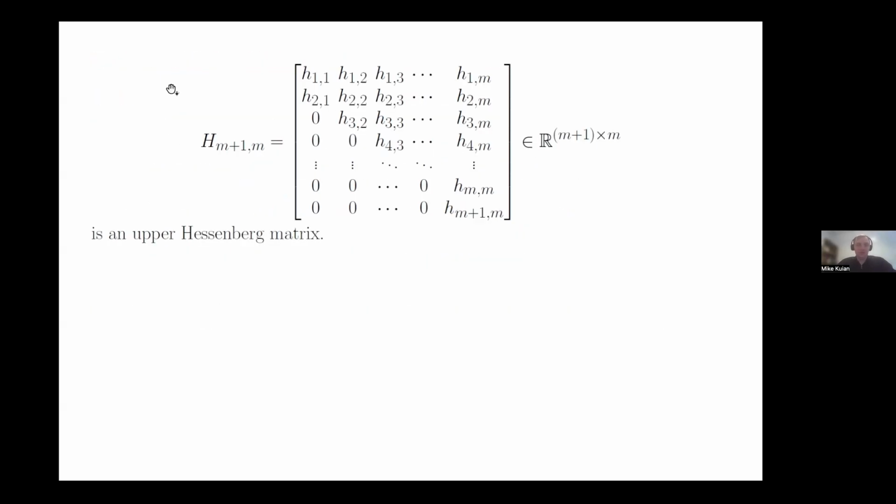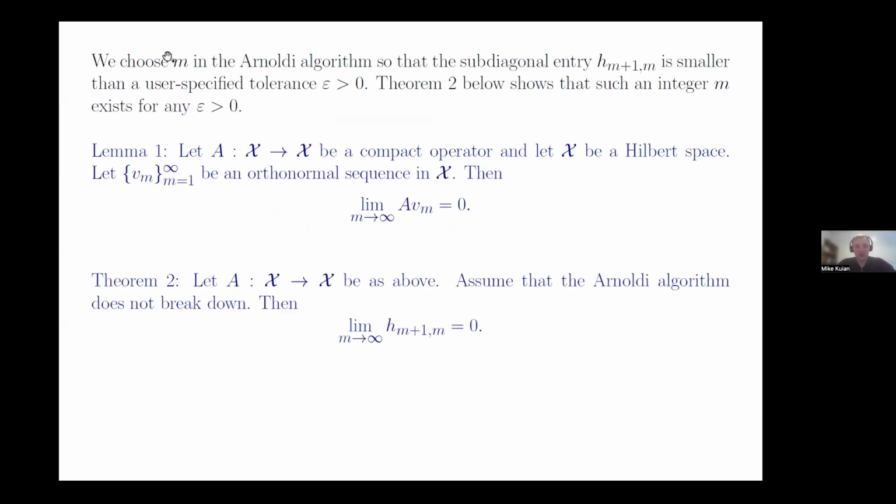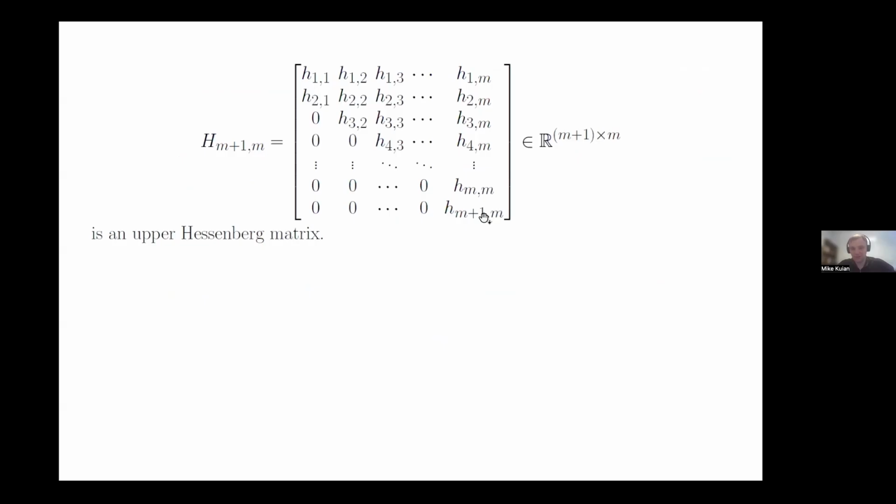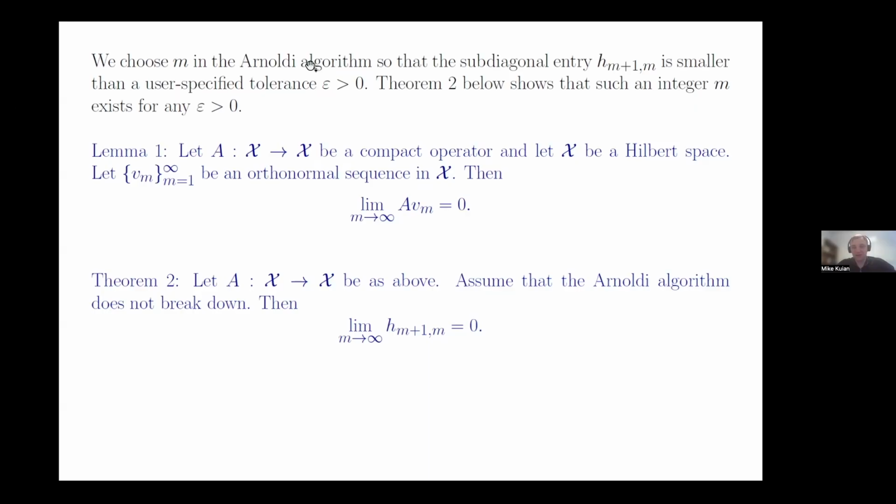So the question is, what M should we choose? How many steps of the Arnoldi algorithm should we make? We choose M so that the subdiagonal entry, this last element of the Hessenberg matrix, is smaller than a user-specified tolerance, epsilon. Theorem 2 below shows that such M exists for any given epsilon. No matter how small epsilon is, we always can.